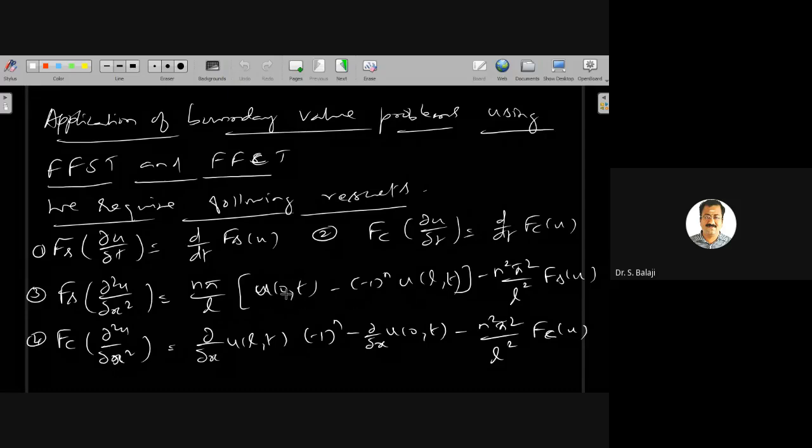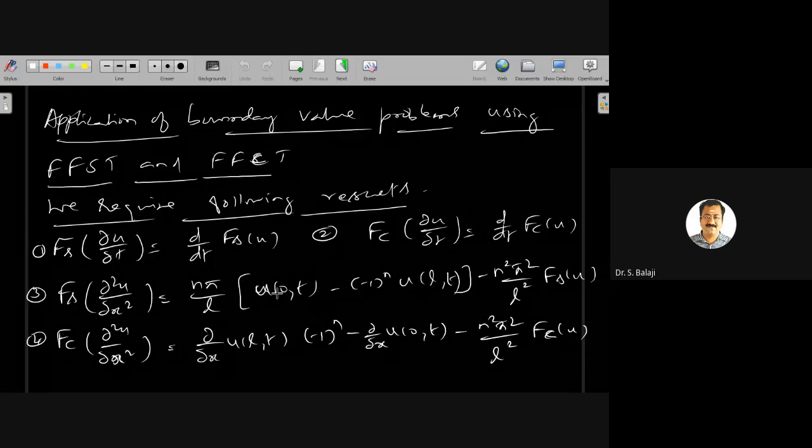It is a finite length. Length is 0 to L. For u of 0, t at the initial end point, and at both the end points we have temperatures. U of 0, t and u of L, t. These two are temperatures at both the end points. Therefore, u of 0, t minus 1 whole power n u of L, t. This is the derived result.